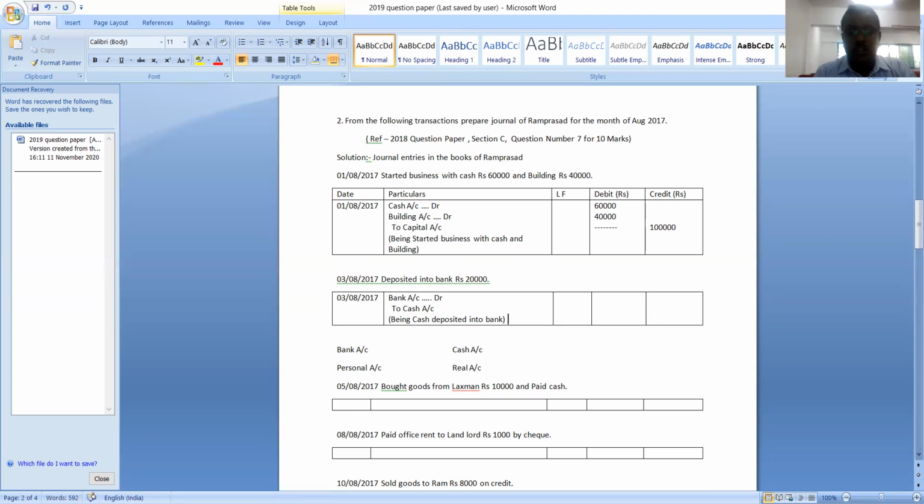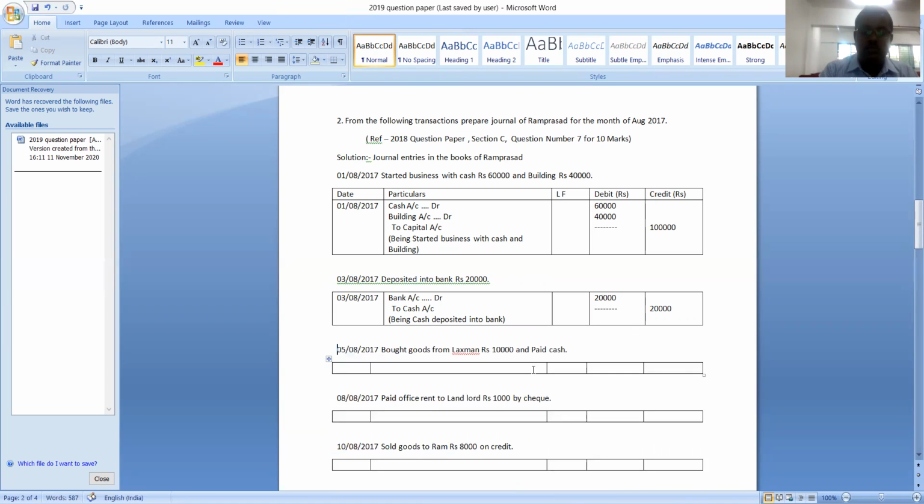Understood? There is no strict uniformity in writing narration. The only thing is, whatever narration you write must be able to explain why a particular account is debited and why a particular account is credited. Now, in the debit column, we should write the amount parallel to the name of the account debited. Here it is nil. And in the next column, the first line will be nil and the second line will be rupees 20,000. Hope you people are understanding me. We'll proceed further now.